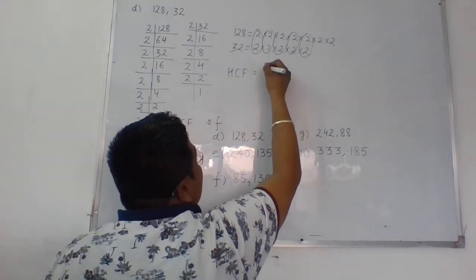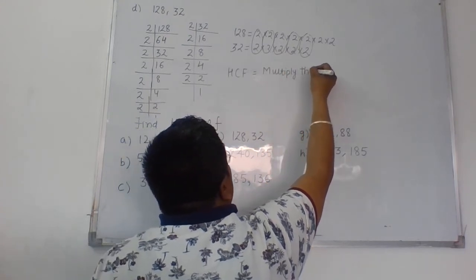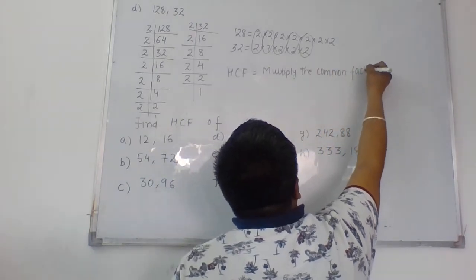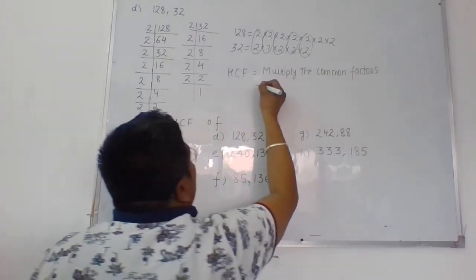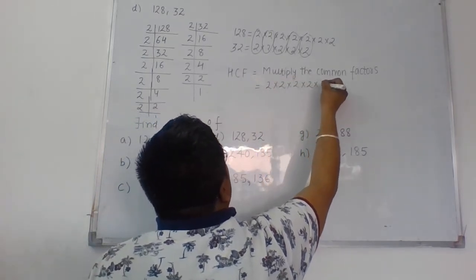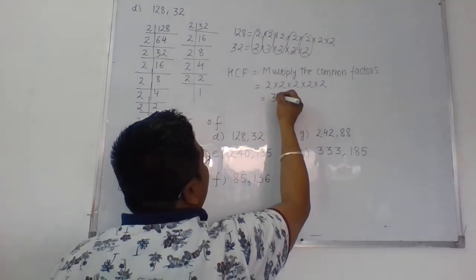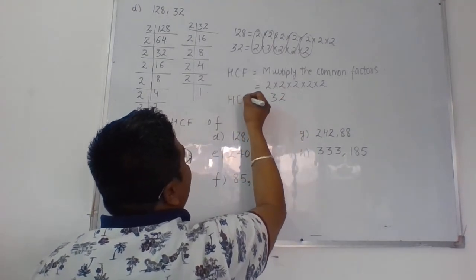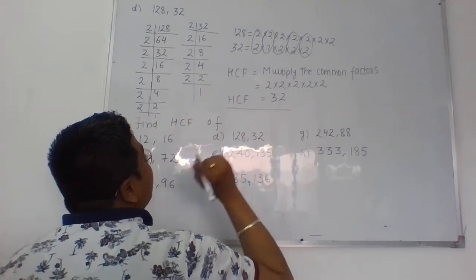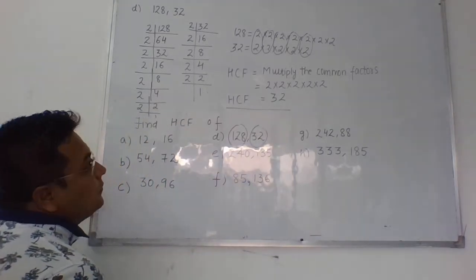So our HCF is multiplying the common factors. So 2 multiplied 5 times gives you 32. So your HCF is 32. 32 is that largest number which divides 128 and 32 exactly.